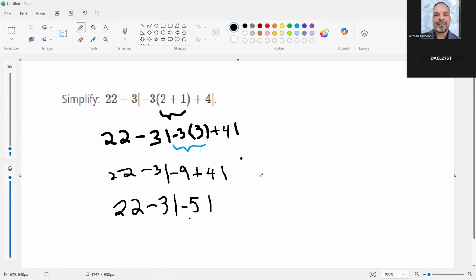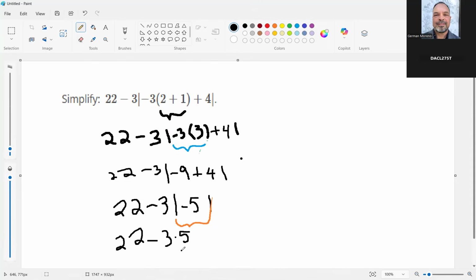And PEMDAS doesn't really say anything about absolute value. But that's what I need to do next. So I need to deal with this absolute value. Let me do it over here. 22 minus 3, and then the absolute value of -5. This got kind of messy here. The absolute value of -5 is 5.